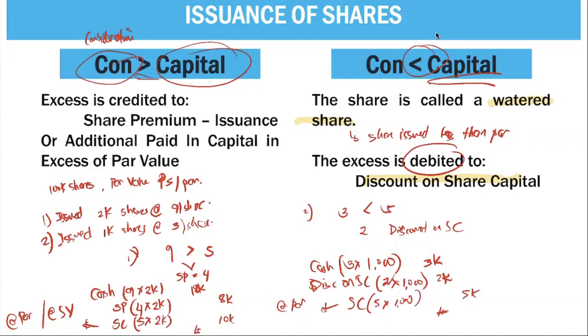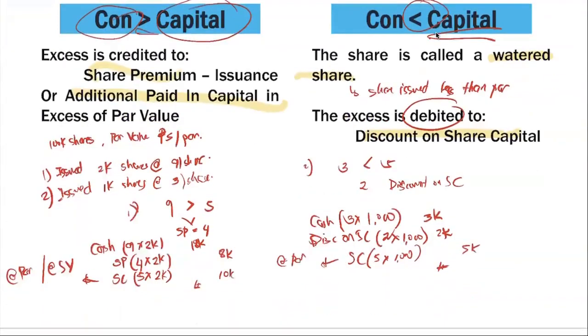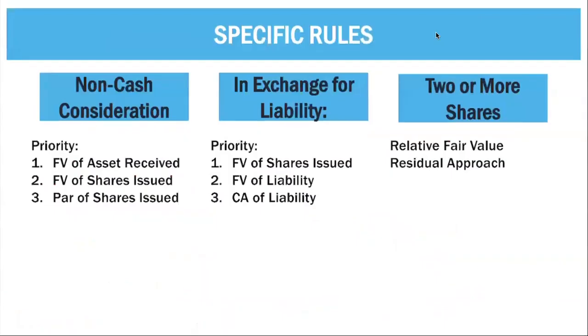Okay? So upon issuance of shares, these are the general rules. You just compare the amount of your consideration to your capital or par value. If greater, we have a share premium, also known as APIC. If lesser, it is known as discount on share capital. We go now to your specific rules as to your consideration. So let's have a quick recap on your specific rules.